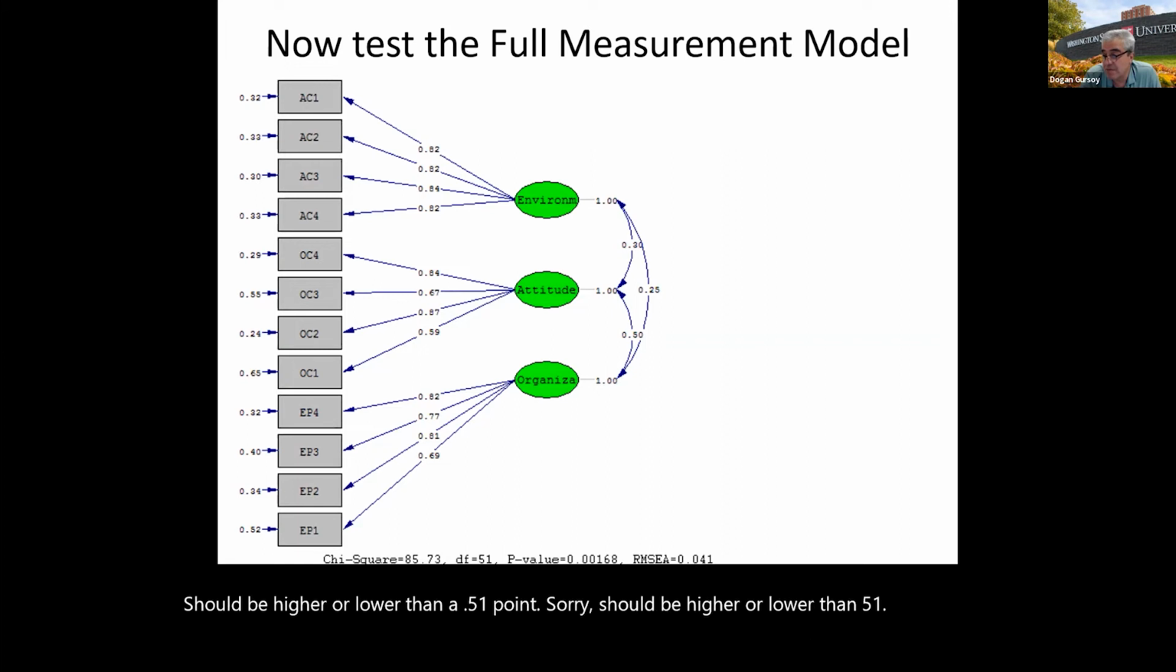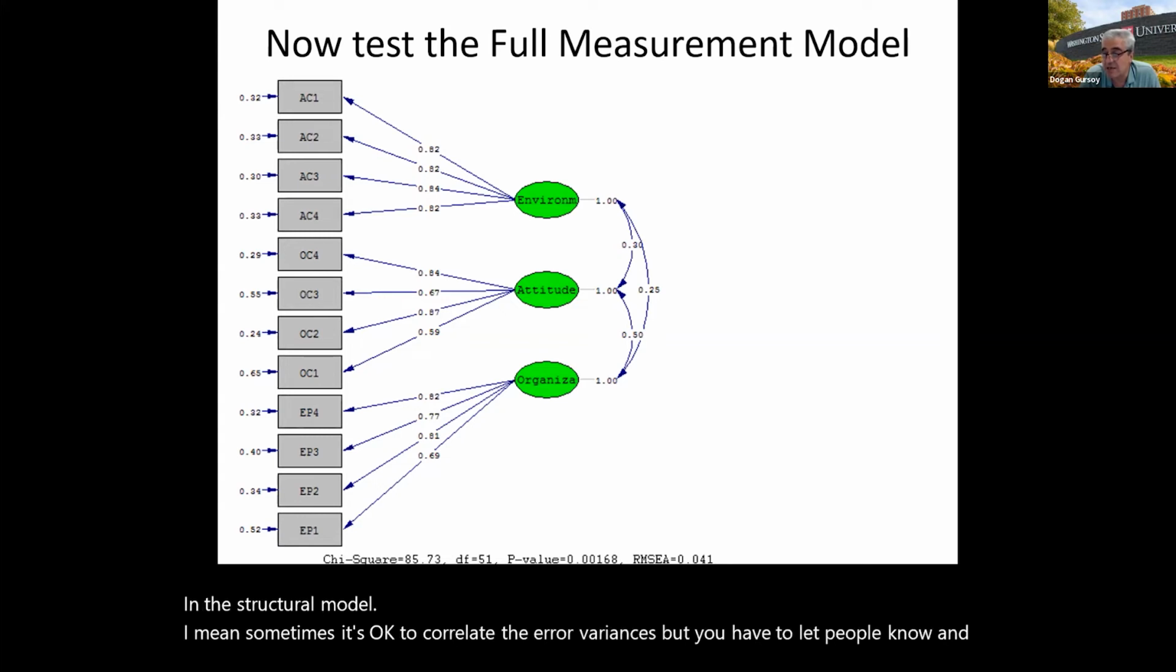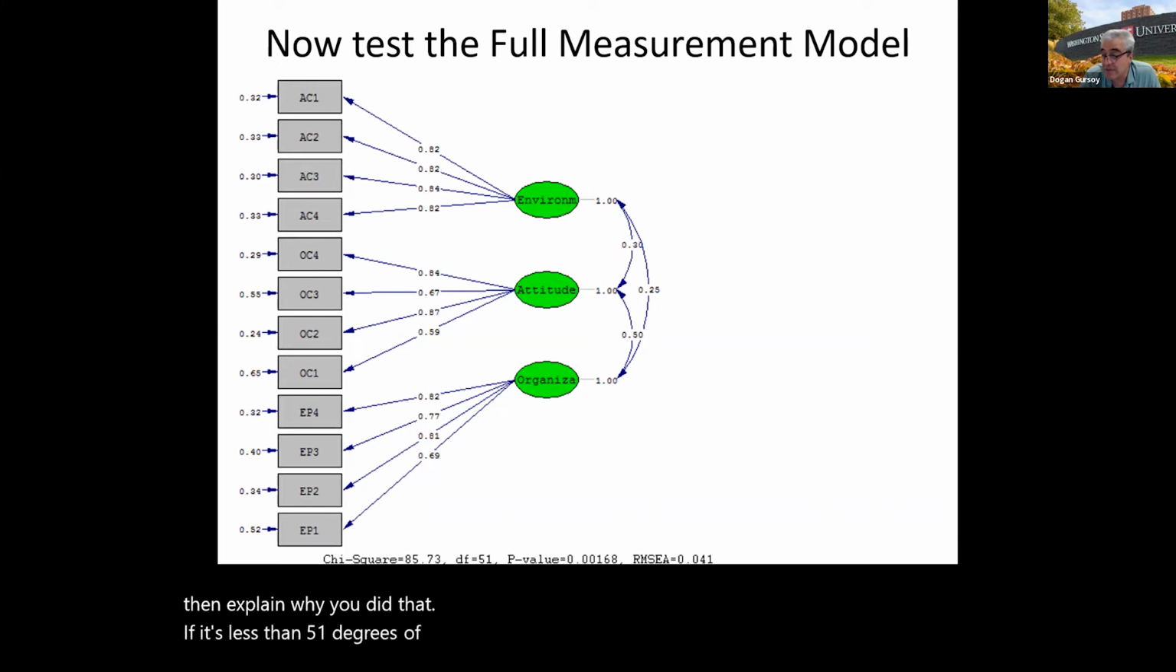Degrees of freedom in a structural model should be 51 or higher. If it's lower than 51, that means the authors did something in the structural model that they are not supposed to do. Sometimes it's okay to correlate the error variances, but you have to let people know and explain why you did that. If it's less than 51 degrees of freedom, that means you correlated some of the error variances.